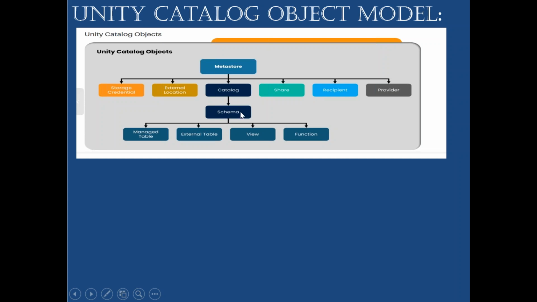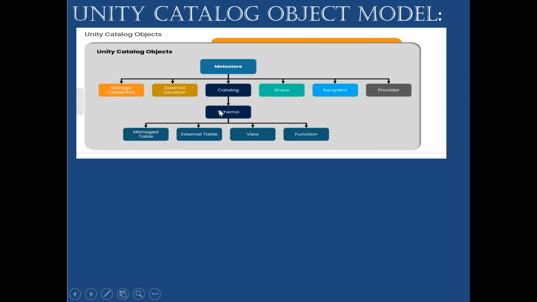It's a collection of schemas, you can say. Okay. Logical grouping of schemas. So share recipients, providers: if you want to share some data to the outside of the organization, if you want to add new recipients, you are able to add those things. Our primary focus is on catalog.